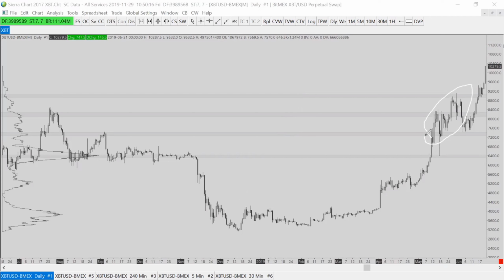So these high volume areas, and the POC in particular, have a kind of memory, and they're strong reference points in trending markets. So they're a good structural component to look at for bias.